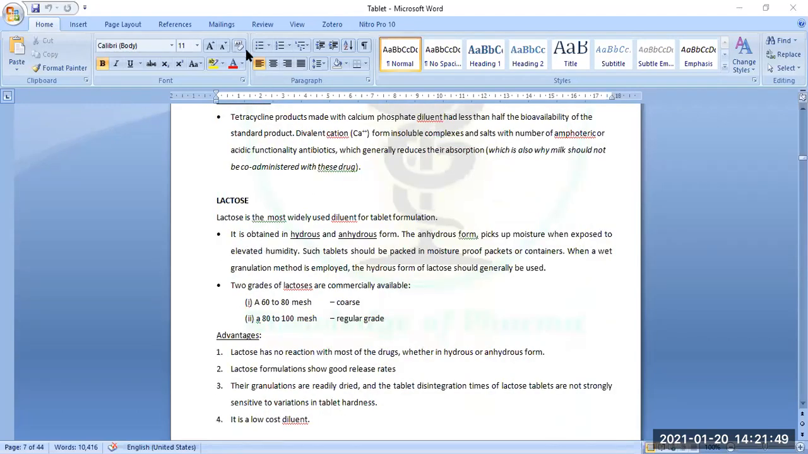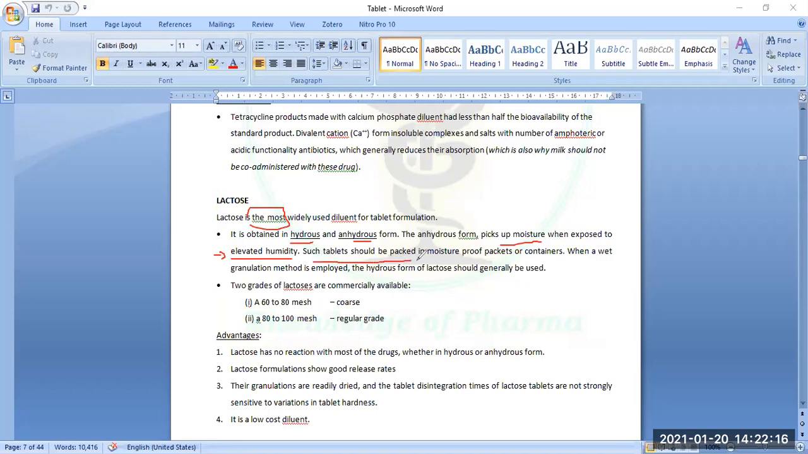Now lactose. What is lactose? Lactose is most widely used. Generally, it is the first preferable because it is cheap in nature. Okay. It is obtained in hydrous and anhydrous form. Both forms are obtained and pick up moisture when exposed to elevated humidity. Means if there is a higher humidity, then it absorbs the moisture. At lower humidity, it cannot absorb moisture in a larger amount.